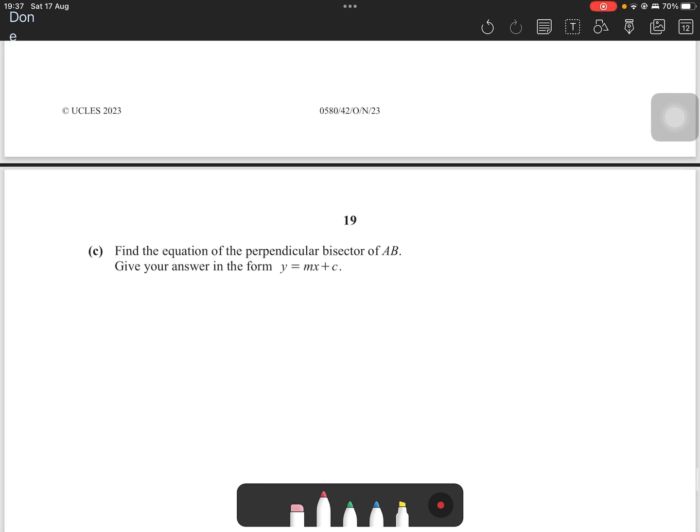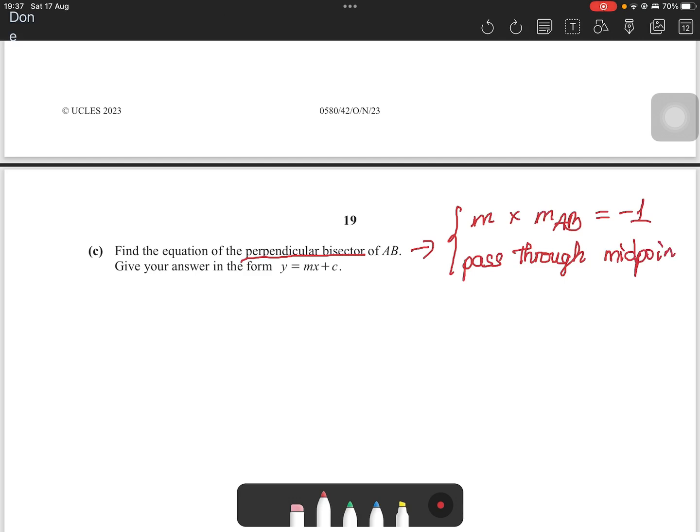C. Find the equation of the perpendicular bisector of AB. When you see perpendicular bisector, you need to remember two things. First, it is perpendicular to the line AB. And if it is perpendicular to the line AB, then the gradient of this bisector multiplied by the gradient of AB should be negative 1. And the second thing is that it passes through the midpoint of AB.